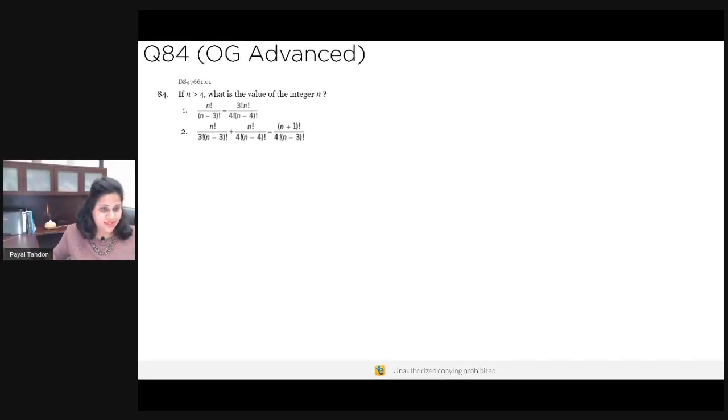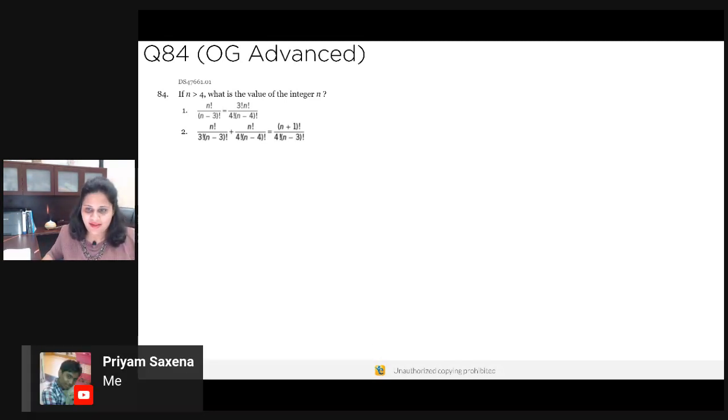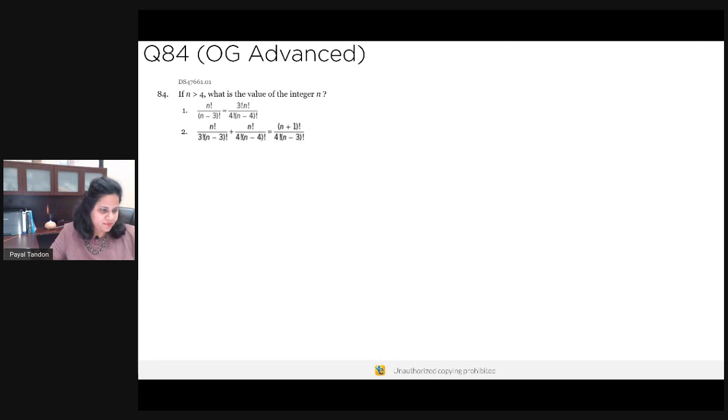All right, I don't see any responses yet. So this seems to be a difficult question because it's been more than 2 minutes and I don't see even a single response yet. So what I'm going to do is solve this question. If you think about it, the only concept that you need to know for this question is the factorial concept.